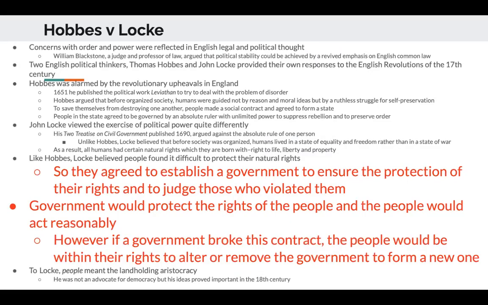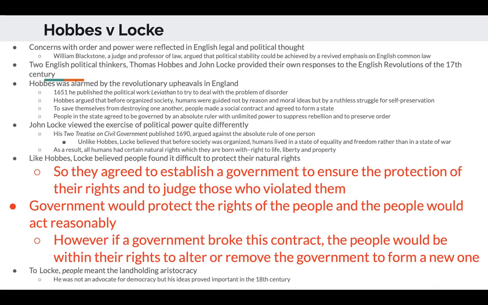Hobbes versus Locke. Oh, we're not done yet. Concerns over power were reflected in English legal and political thought. William Blackstone, a judge and professor of law, argued that political stability could be achieved through a revived emphasis on English common law. Two English political thinkers, Thomas Hobbes and John Locke, provided their own responses to the English Revolution of the 17th century. Hobbes was alarmed by the revolutionary upheavals in England.